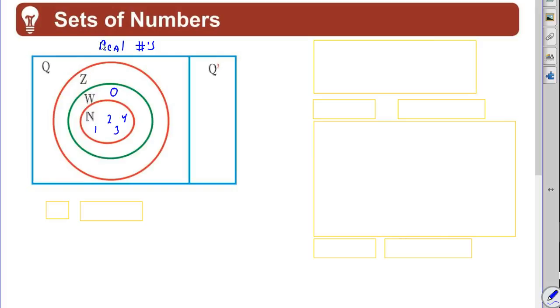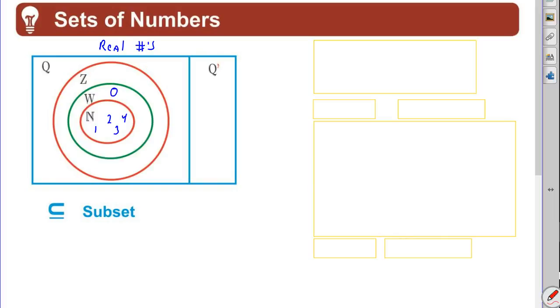Now I want to stop and pause and real quickly review a concept. Notice how all of N is inside of W. All of N is inside of W. Whenever all of one set is contained in another set, what's the symbol? It's right here, and that's the symbol for what? Subset. Whenever all of one set is in another set, it's a subset. Okay, so the natural numbers are a subset of the whole numbers.